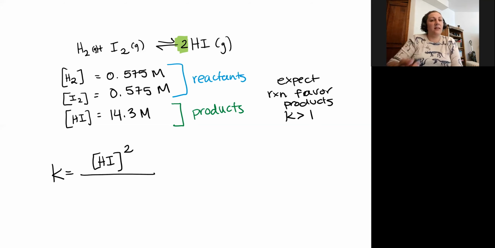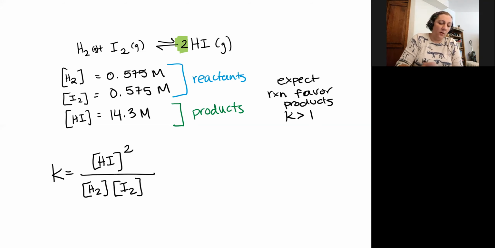And I'm going to divide that by the concentration of my reactants multiplied together. So that's my hydrogen and my iodine. Now, my coefficients here are 1 because there is no coefficient written. So this would be to the power of 1, which is the same as itself. So 2 to the power of 1 is 2.